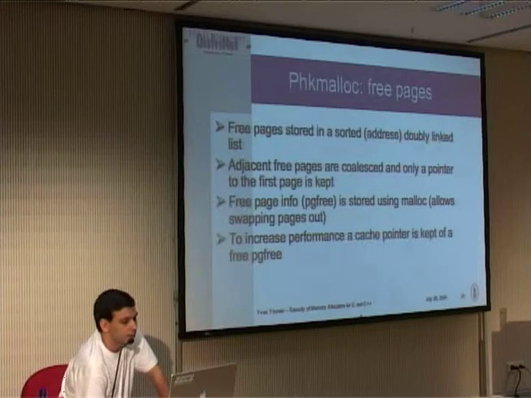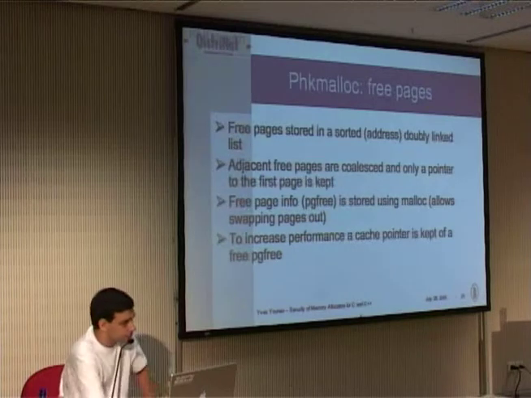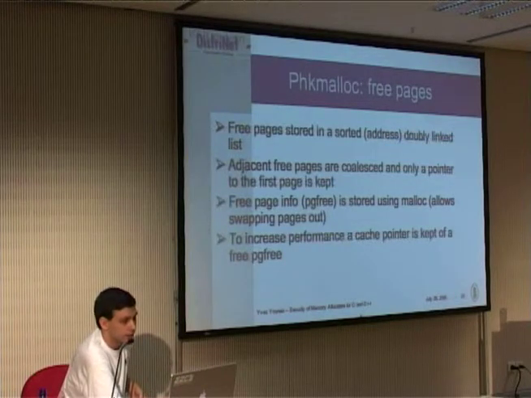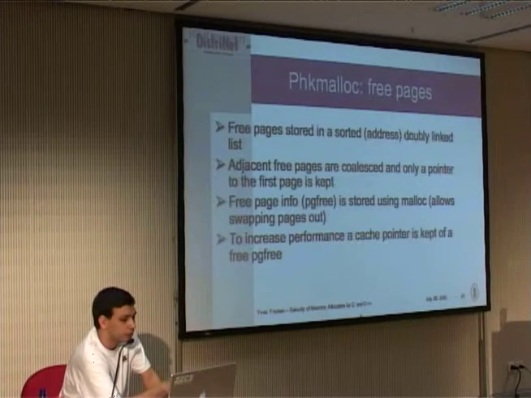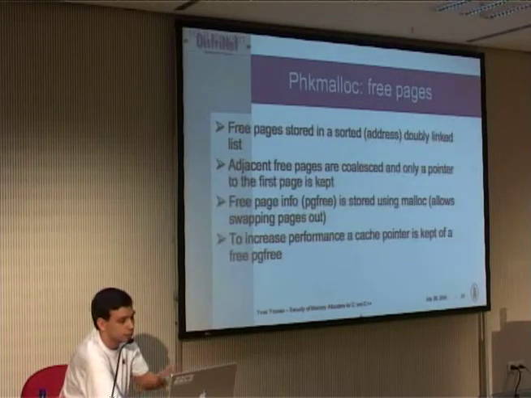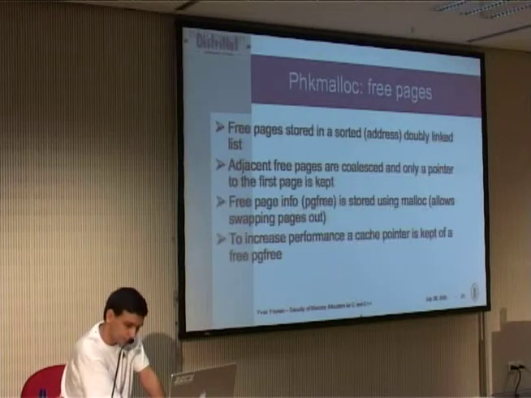So free pages are stored in a sorted doubly linked list based on address, and adjacent free pages are coalesced, and only a pointer to the first page is kept. So this is stored in the page free information. This page free information block is stored using malloc itself, so it mallocs a chunk of memory to store the page free information. This allows the page to be swapped out when it's not in use for a long time, because the allocator just checks the page free information if it should use a chunk or not.